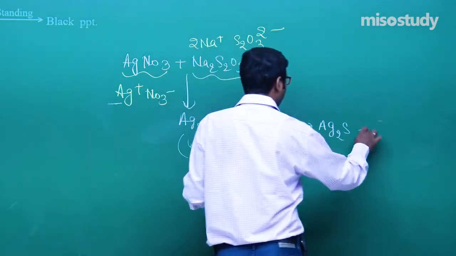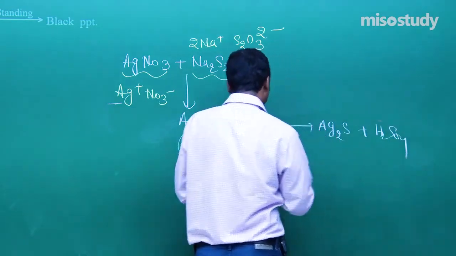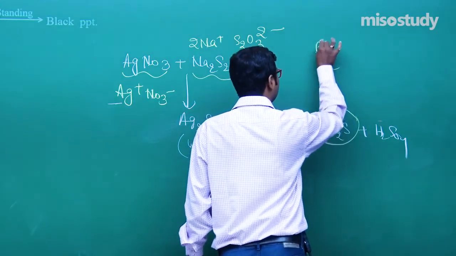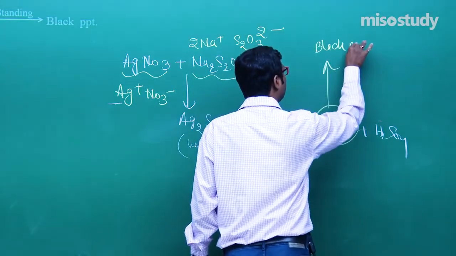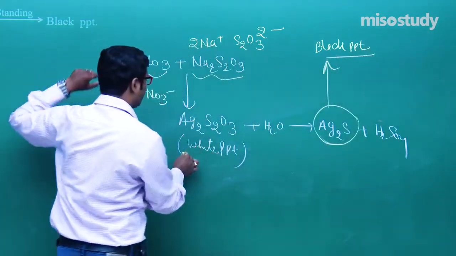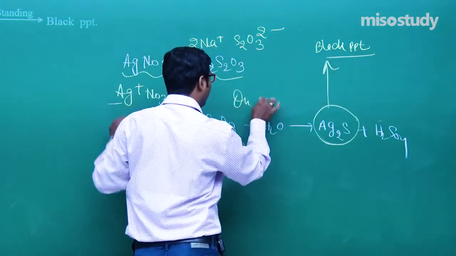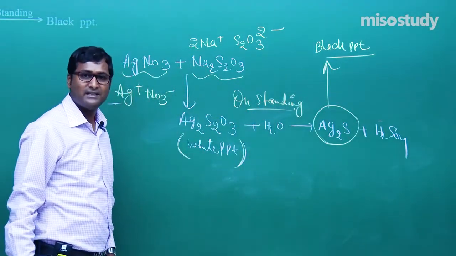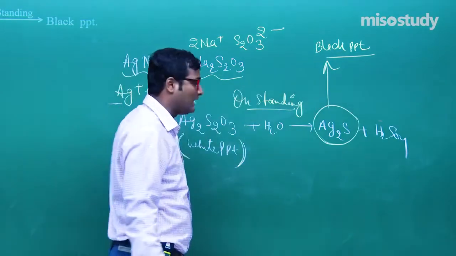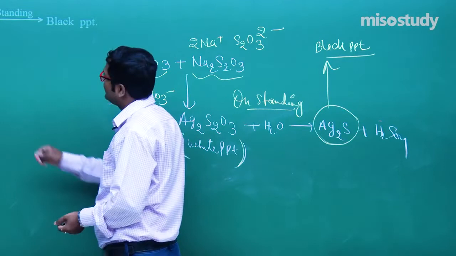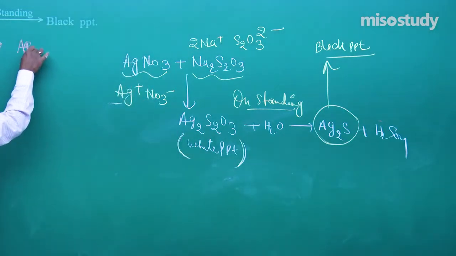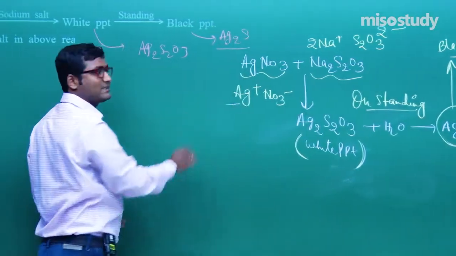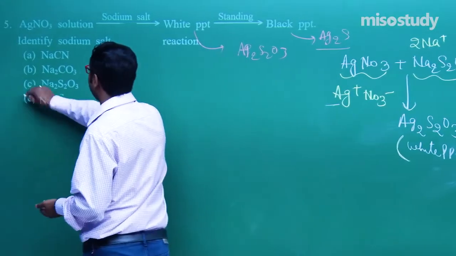On standing it completes the reaction and gives you Ag2S and H2SO4, and we all know this Ag2S is a black precipitate. So look, it first forms a white precipitate, on standing the reaction proceeds further and gives Ag2S, which is black in color. So according to the question, the formation here is Ag2S2O3 and then black precipitate, Ag2S. Clear to you? So in this case, the third is the option.